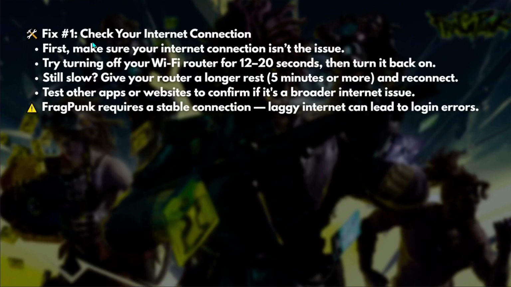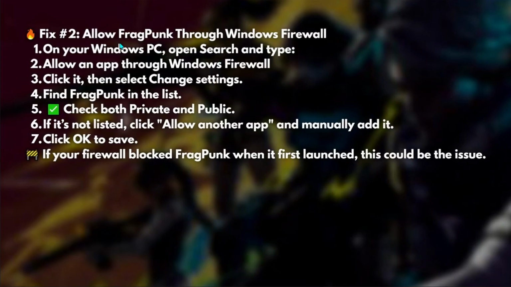First, check your internet connection. It might sound basic, but FragPunk is very sensitive to unstable or weak connections. Start by restarting your Wi-Fi router. Turn it off for about 15 seconds and power it back on. If things still feel slow, give the router a full reset by leaving it off for a couple of minutes. After that, reconnect and test your internet by opening a browser or loading another online app. If everything else loads fine, move on to the next step. A stable and consistent connection is important because even tiny drops can trigger login failures.